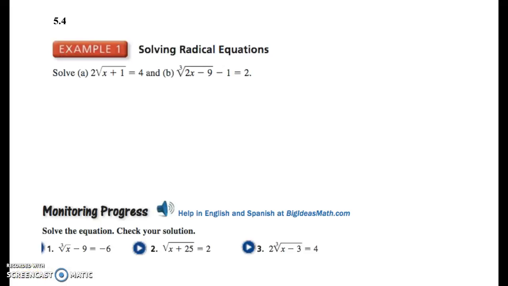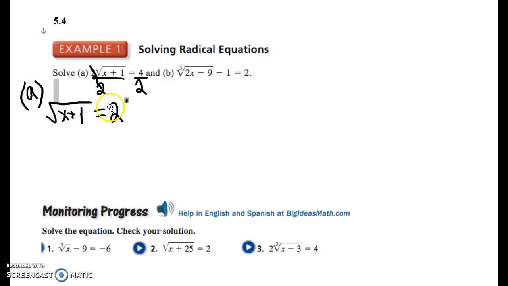So go to page 9 in your packet at 5.4 example 1. We're going to do parts A and B together. Part A is asking us to solve 2 times the square root of x plus 1 equal to 4. We want the square root of x plus 1 all by itself, so we divide both sides by 2 to get rid of that 2 on the outside. The 2's will cancel, and I'm left with the square root of x plus 1 equals 2.